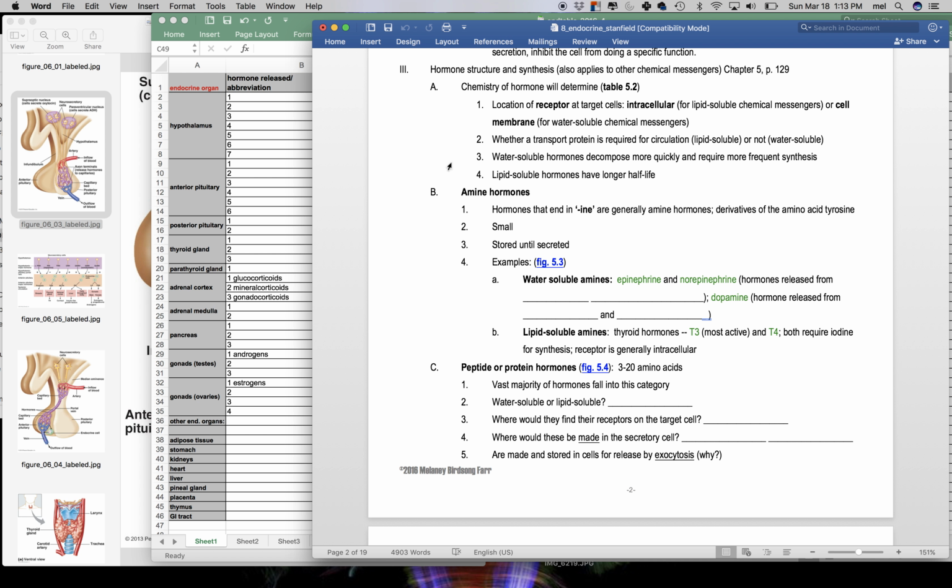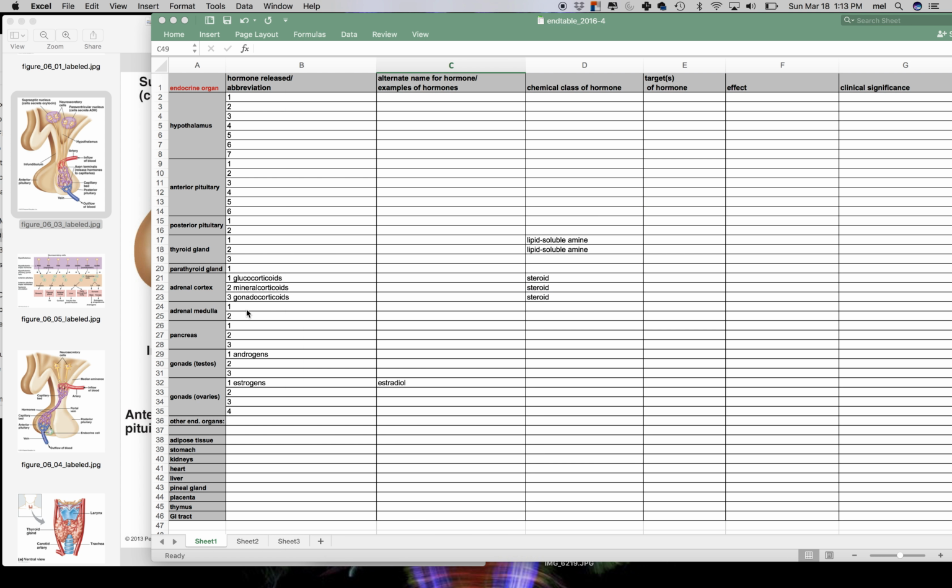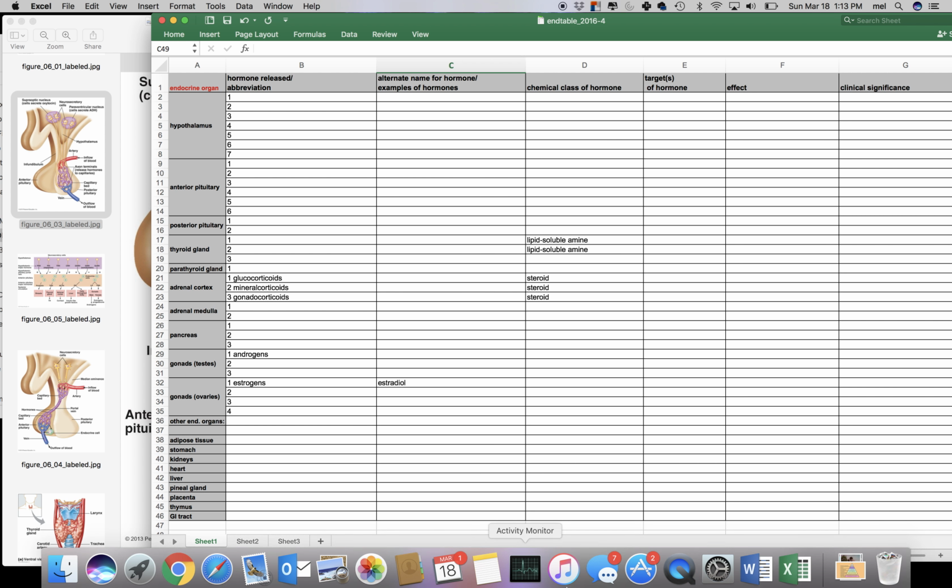So each hormone will either be an amine, and there are 2 categories of amines, water-soluble amines and lipid-soluble amines. And they're all right there. So after you find the hormone, it'll be right there. And then there are going to be peptide or protein hormones, and this makes up the vast majority of them. So you can just put peptide if you want to.